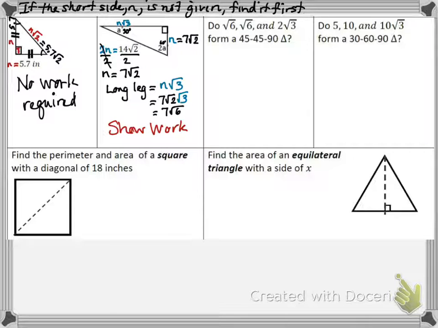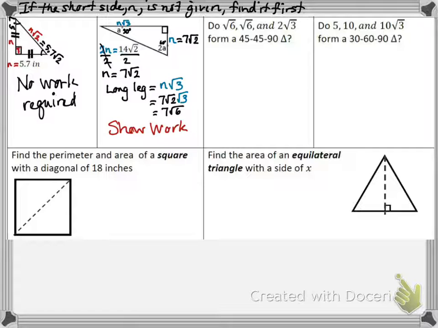Now we have two problems where they're just giving you sides, and they're asking you, does this form a 45, 45, 90 triangle? Does this form a 30, 60, 90 triangle? And I think that the problems of this type are actually not going to show up until we get to the 18.0B assignment. So I'm going to do them last, so that if you want to wait and watch them tomorrow, you can do that.